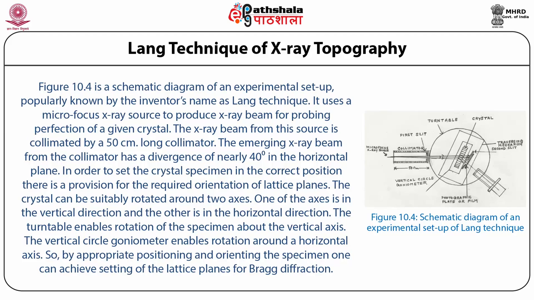In order to set the crystal specimen in the correct position, there is a provision for the required orientation of lattice planes. The crystal can be suitably rotated around two axes. One of the axes is in the vertical direction and the other is in the horizontal direction. The turntable enables rotation of the specimen about the vertical axis. The vertical circle goniometer enables rotation around a horizontal axis. So, by appropriate positioning and orienting of the specimen, one can achieve setting of the lattice planes for Bragg diffraction.